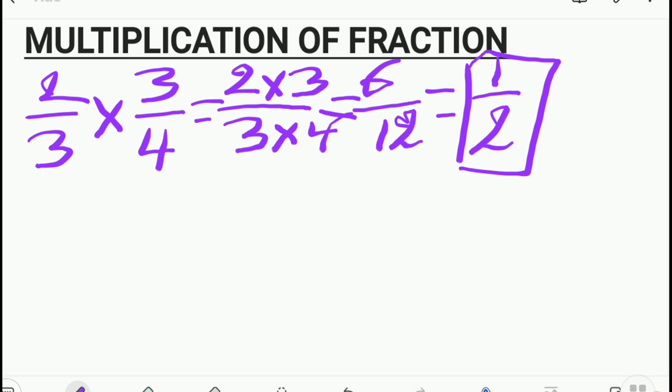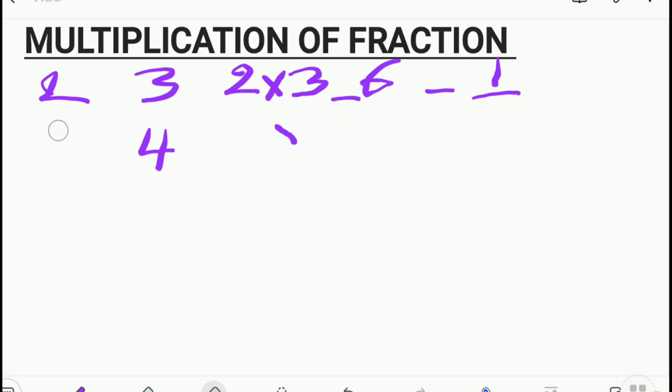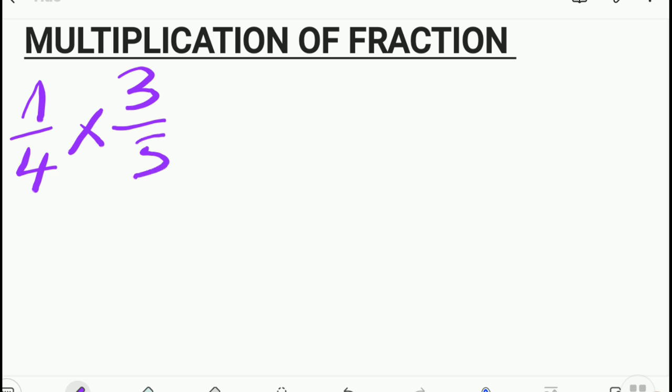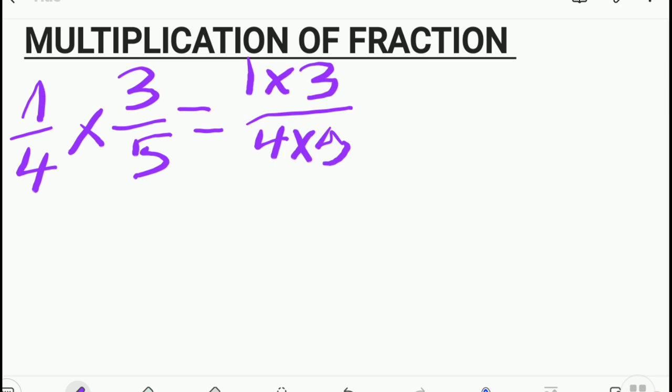Example number 2. You have 1 over 4 times 3 over 5. As usual, we multiply together numerators, means that you have 1 times 3 divided by 4 times 5.